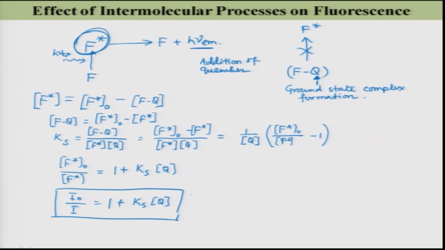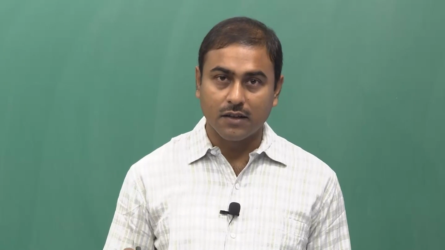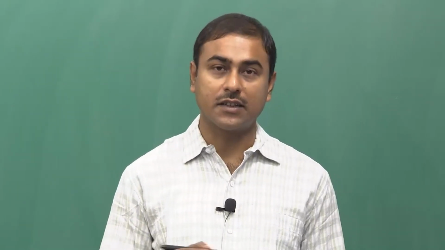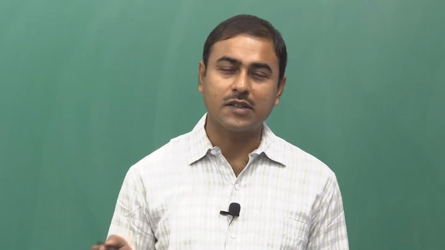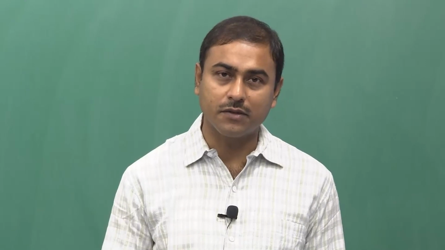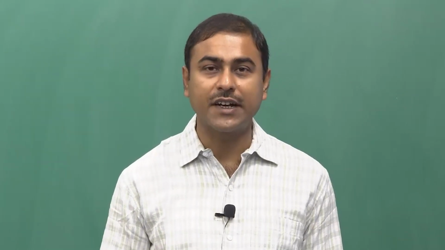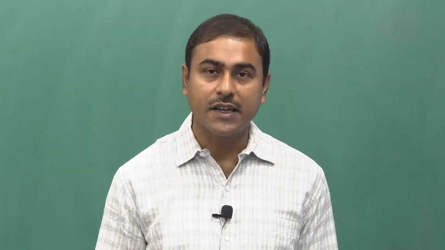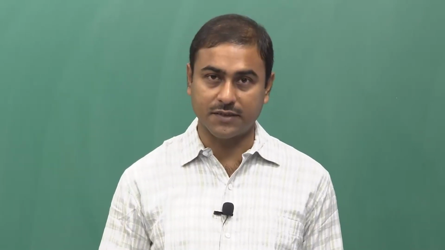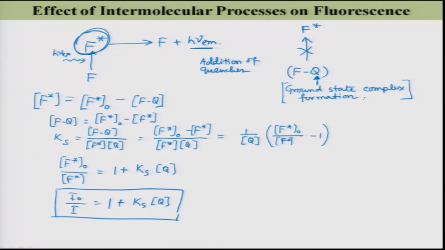So, in this case also, where the ground state complex formation takes place, the fluorescence intensity is decreasing as I am adding the quencher molecule in my medium. So, in this case the mechanism is completely different. In the other case, the quencher molecule is coming and interacting with the excited state of the species responsible for the fluorescence, and it is creating another non-radiative channel, so that the fluorescence intensity is decreasing, because fluorescence intensity means quantum yield, that means Kr by Kr plus all the non-radiative processes. But in this case a ground state complex formation is taking place.